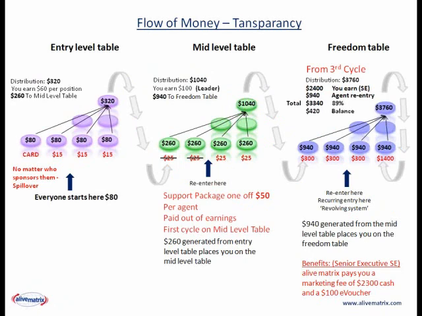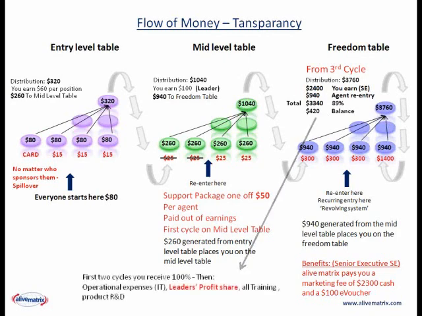So what happens now with the balance? Remember, out of 3,760, basically you got 3,340. What happens with the other 420? It all goes to operational expenses and leaders' profit share and training and product and research and development. So basically, even this $420 ends up in your pocket through the PSP program. So this is one of the sources of revenue also of the PSP program.